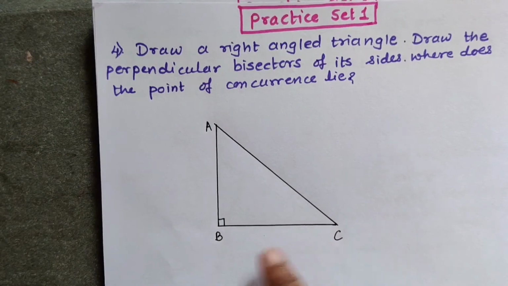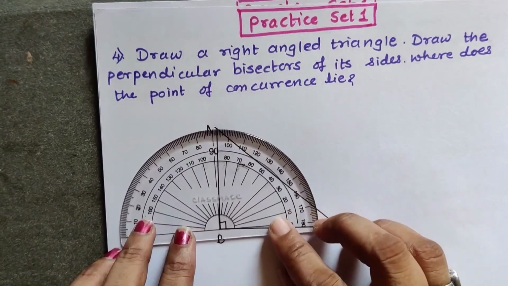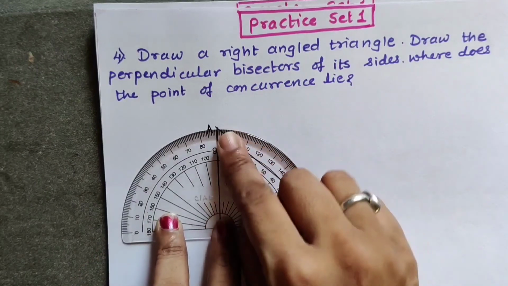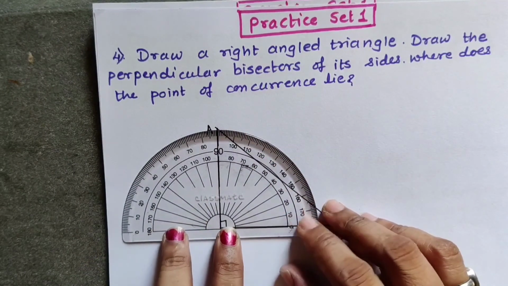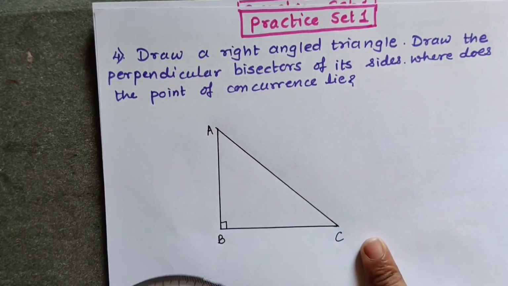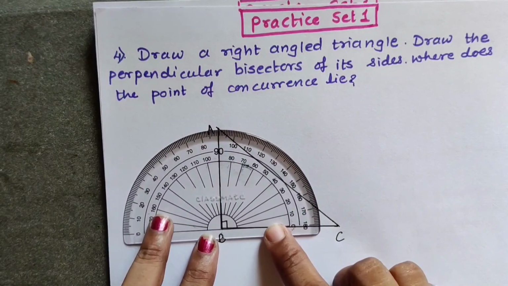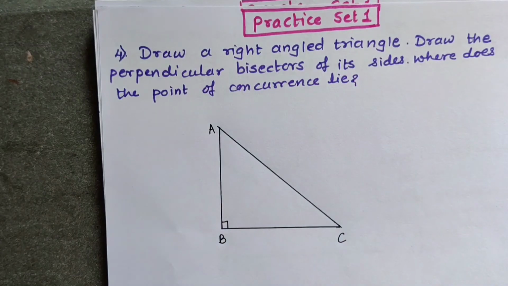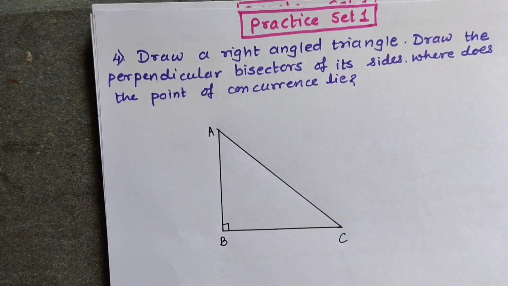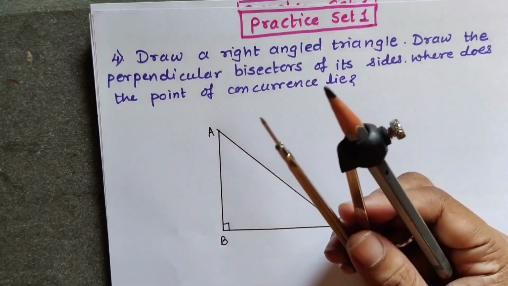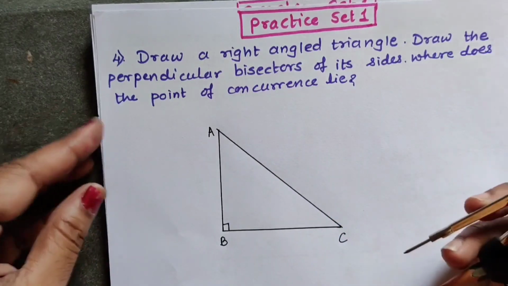First draw side BC as the base side. Then put your protractor on point B and you can draw 90-degree ray properly, and then draw segment AC, and in this way we can draw a right angle triangle. Now we have to draw perpendicular bisectors. Perpendicular bisectors are of sides. So we will be drawing the perpendicular bisectors of side BC, side AB and side AC by using our compass. Now let us see how to draw it.